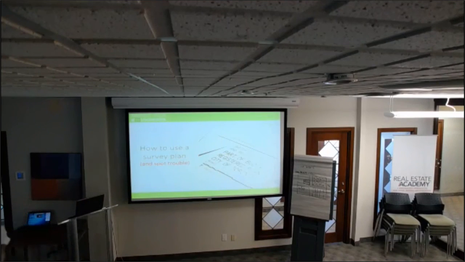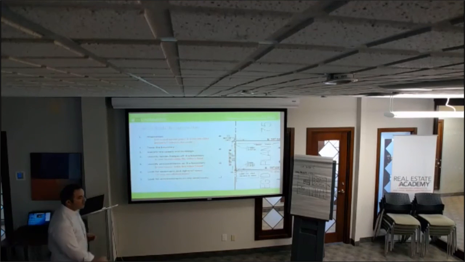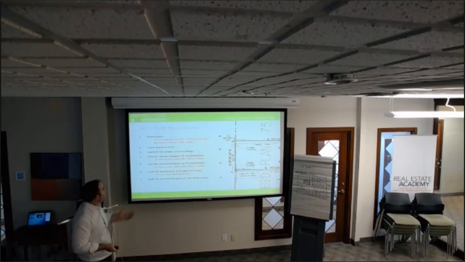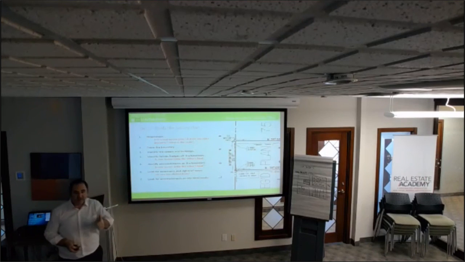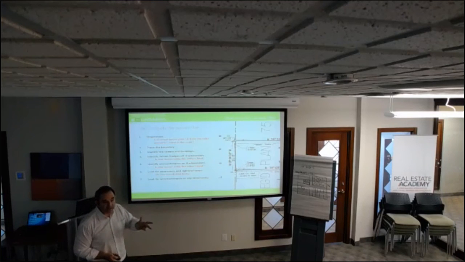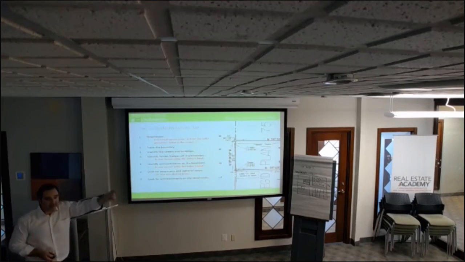So, how to use a survey plan to spot trouble, to answer your question. We've got like three slides left. You're going to do two things. The first thing, you're going to study the plan. We're going to do the six things we just talked about. You're going to ask yourself, is this a real survey plan? Does it have all the identifying features? Can I use it? Is it for the right property? Yes, no. Then you're going to trace the boundary.